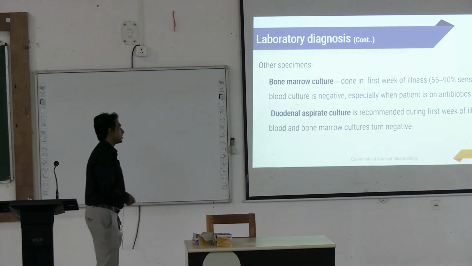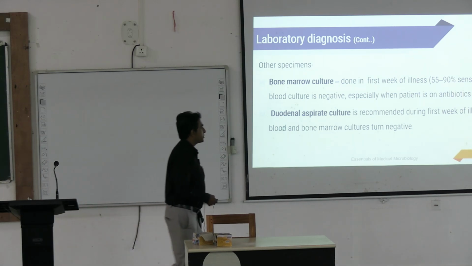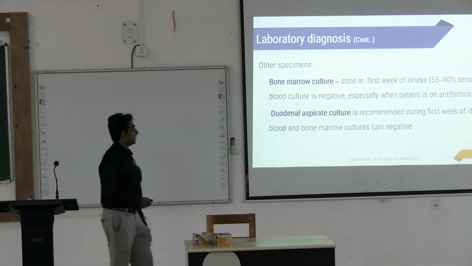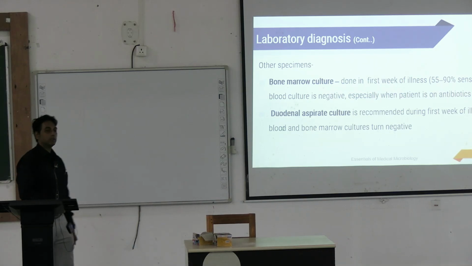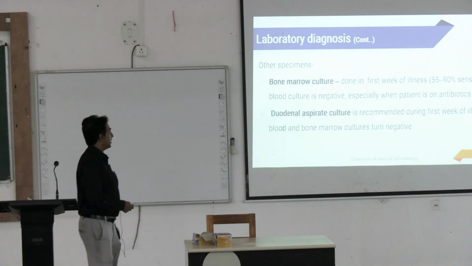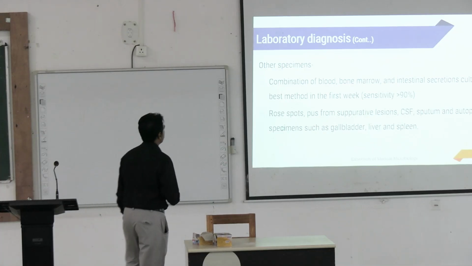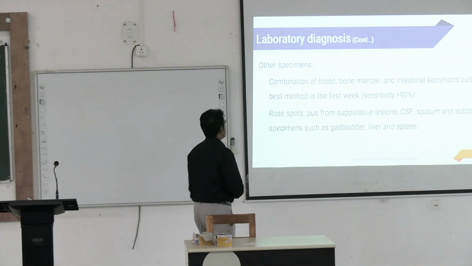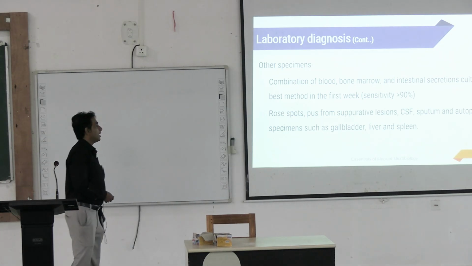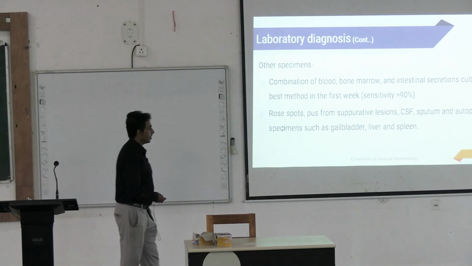Other specimens are bone marrow culture. This is done in the first week of illness when the blood culture is negative, especially when the patient is on antibiotics. Duodenal aspirate culture is recommended during the first week of illness if both blood and bone marrow cultures are negative and we have a strong clinical suspicion of Salmonella typhi enteric fever. Other specimens are a combination of blood, bone marrow and intestinal secretions. This is the best method in the first week. Sensitivity is more than 90%. Rose spots, pus from the suppurative lesions, CSF, sputum and autopsy specimens such as gallbladder, liver and spleen.